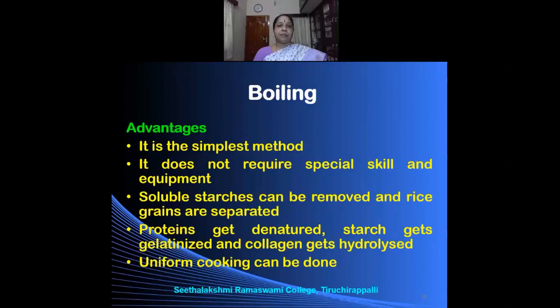And the collagen present, particularly in meat and meat products, is hydrolyzed. Hydrolysis is the addition of water, and a complex compound will be converted into a simpler compound. So the collagen is hydrolyzed. These are the changes that take place during the process of boiling. I will repeat again. The starch is gelatinized, protein is denatured, and the collagen is hydrolyzed. And there is uniform cooking in the boiling process.